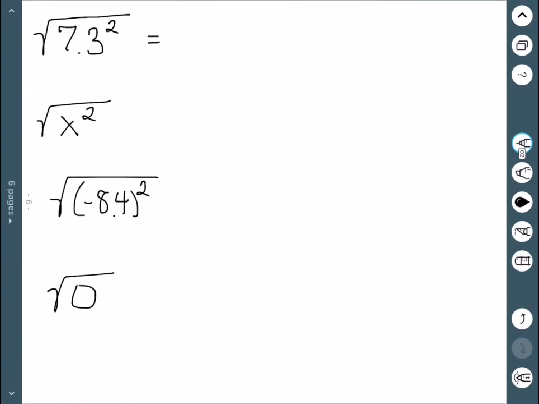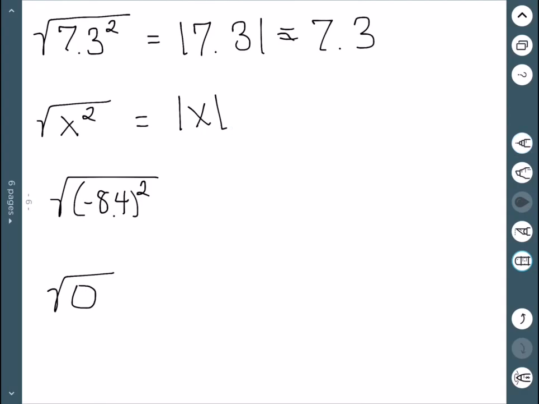The square root of 7.3 squared is the absolute value of 7.3, which is just 7.3. The square root of x squared is the absolute value of x. And we don't know what the absolute value of x is. We have no idea what x is, so it stays like that. The square root of negative 8.4 squared would be the absolute value of negative 8.4, which is positive 8.4. In our last example, the square root of 0 is 0.